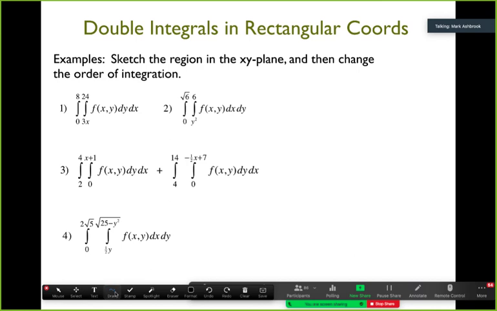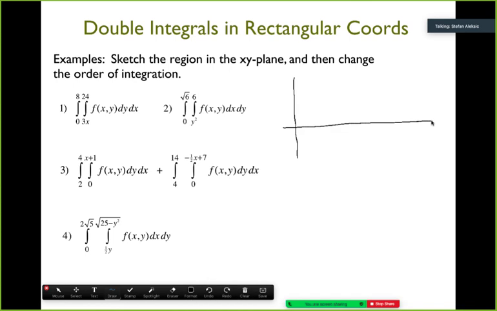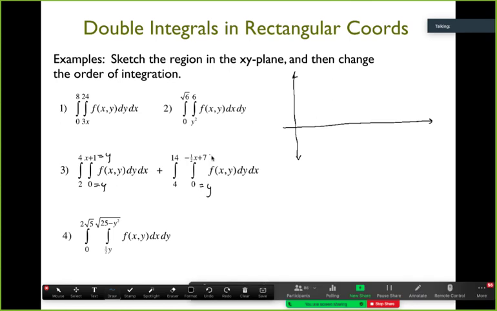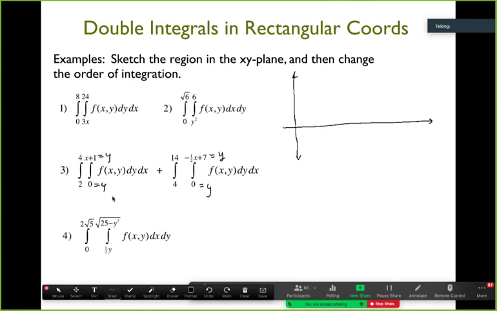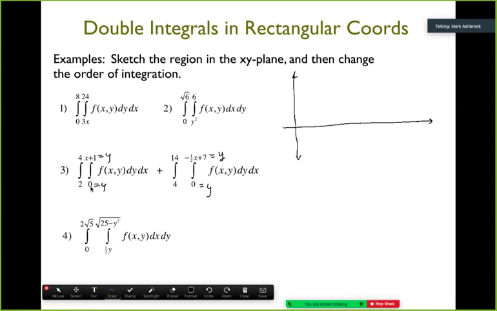Next one, number 3. So number 3, given as type 1 or type 2? Type 1. Given as type 1, that means these are y values here. And it's a sum, right? It's already given as a sum. And so what's split up here? The bottom split up or the top split up? Look, the bottom is always 0. So it's the top. The top is split up between, sometimes the top is x plus 1, sometimes the top is that.